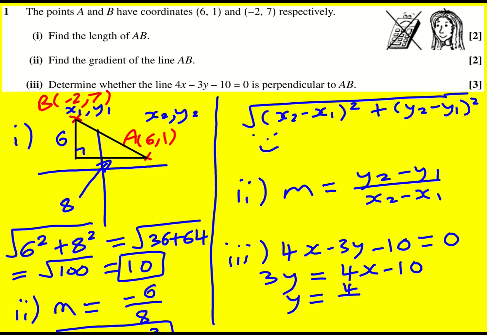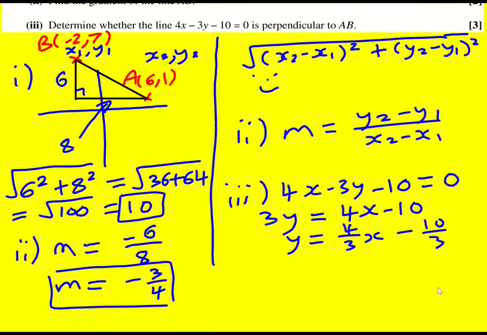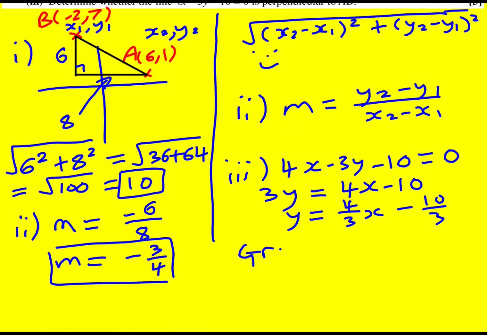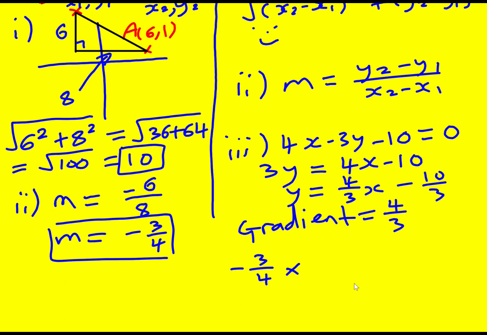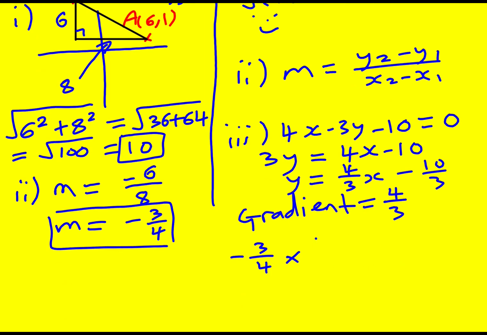I can just divide the 4 by the 3. You could write 4x over 3, but it's the same as 4 over 3 times x minus 10 over 3. And here the gradient is equal to 4 over 3. Now to test whether two lines are perpendicular, their gradients are negative reciprocals of one another, or equivalently, they will multiply together to give minus 1. And that will indeed be the case here.